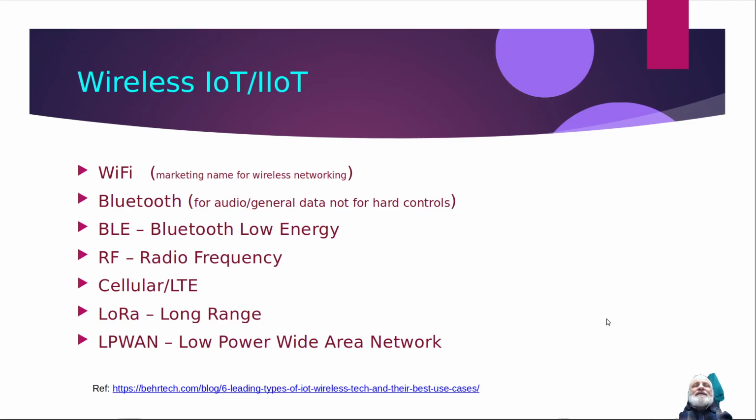All right, so let's just review the wireless. We talked a little bit about this before. We have, of course, Wi-Fi, and then we have Bluetooth and Bluetooth low energy, and then, of course, there's just standard radio frequency or cellular, and then there was that LoRa, long range protocol, and also LPWAN, which is a low power wide area network, similar in a lot of ways to the LoRa.